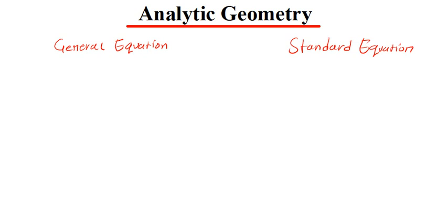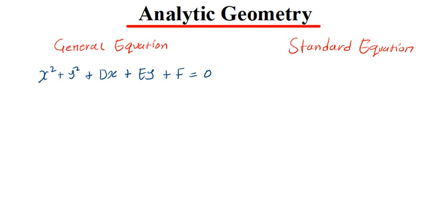So the general equation is just x squared plus y squared plus dx plus ey plus f is equal to 0. Now, I know a day will come when I'll not write the general equation of a certain conic section.